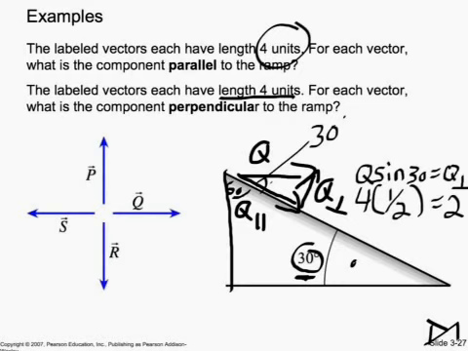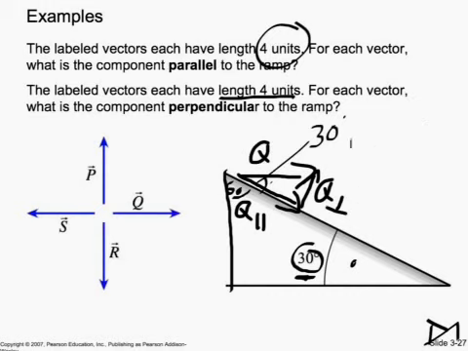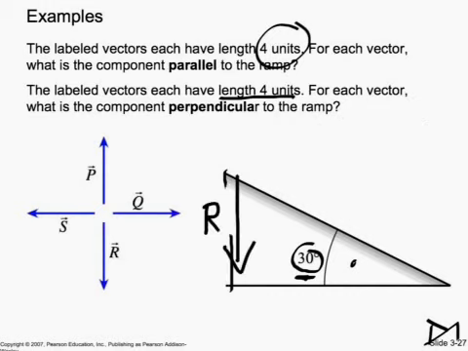So I know Q sine 30 is equal to Q perpendicular. So 4 is the value of Q, as we're told from the instructions. Sine of 30 degrees, as you memorized, and you've seen from the previous problem videos, is 1/2. So Q perpendicular is a length of 2. Q cosine 30 degrees is equal to Q parallel. Again, 4 times cosine of 30 degrees can give us the value of Q parallel.